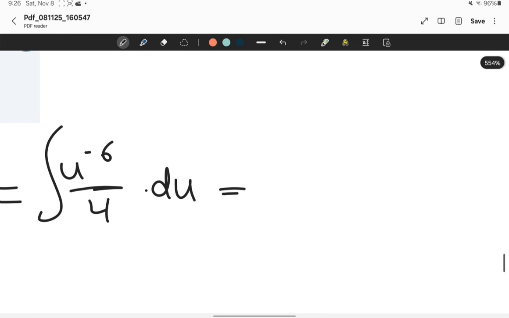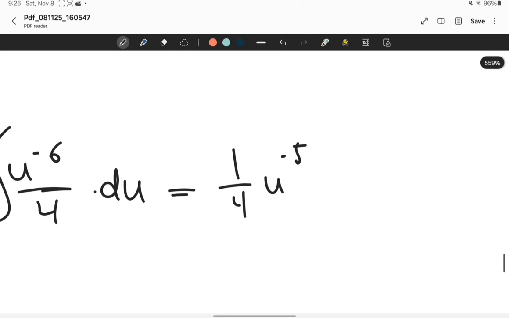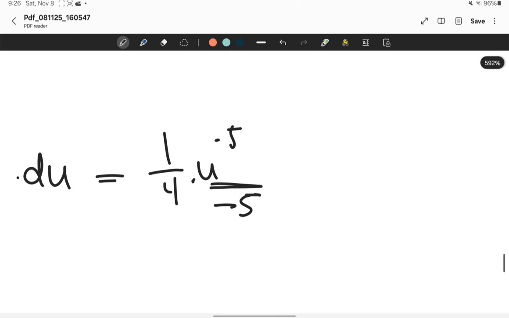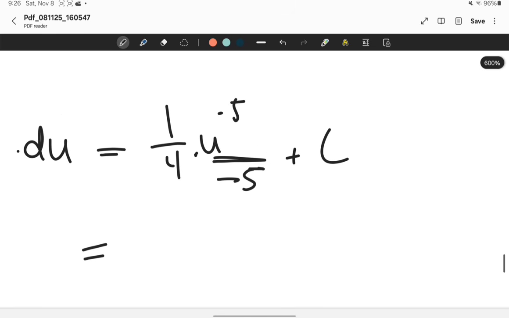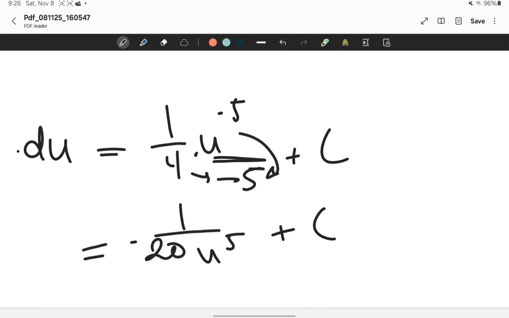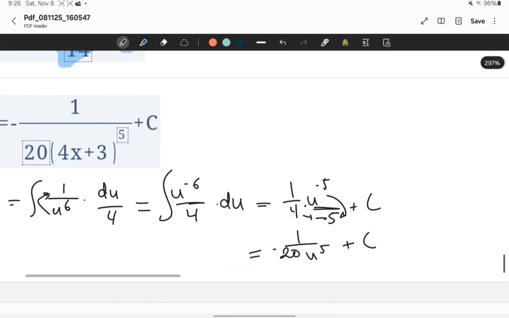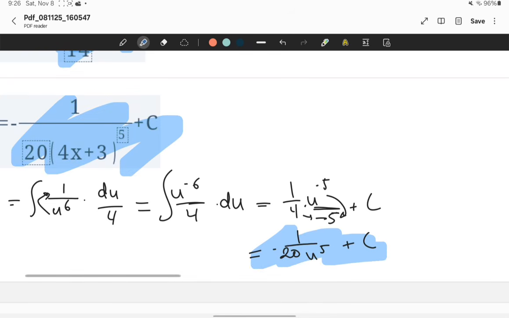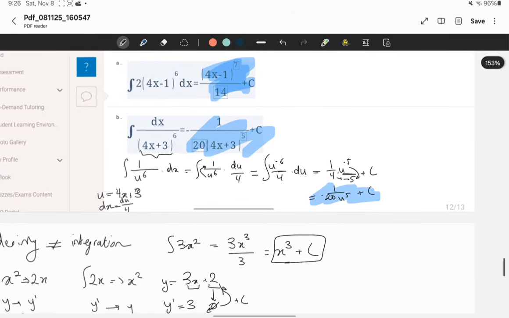So now we can start integrating. This is the same as saying 1 over 4 times u to the minus 6 becomes u to the minus 5, because we're adding 1, and we're dividing by our new exponent, which is minus 5. Okay, so all this plus c, 4 times minus 5 gives you minus 20, so it's minus 1 over 20 times, I'll bring the u back down, u to the power of 5 plus c. Okay, this is your final answer. They just substituted the u again. Oh, but that's 5.1.